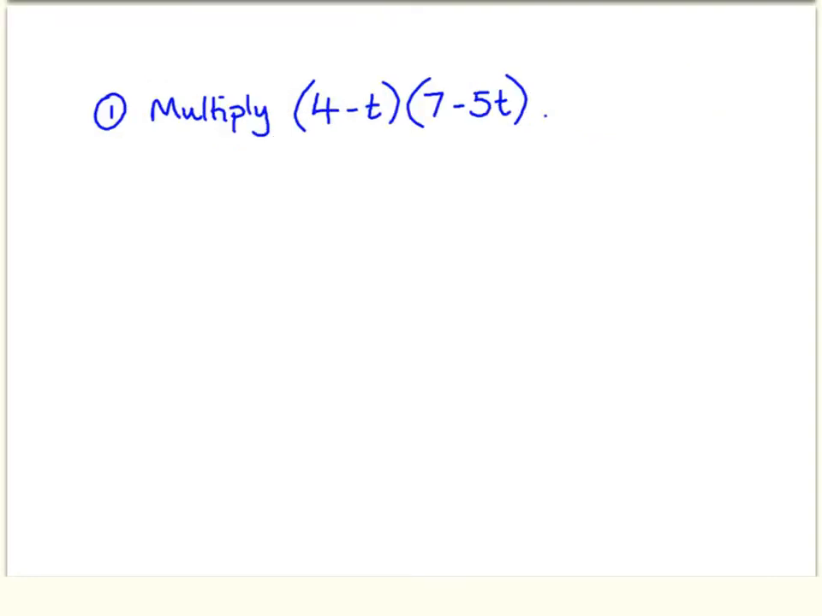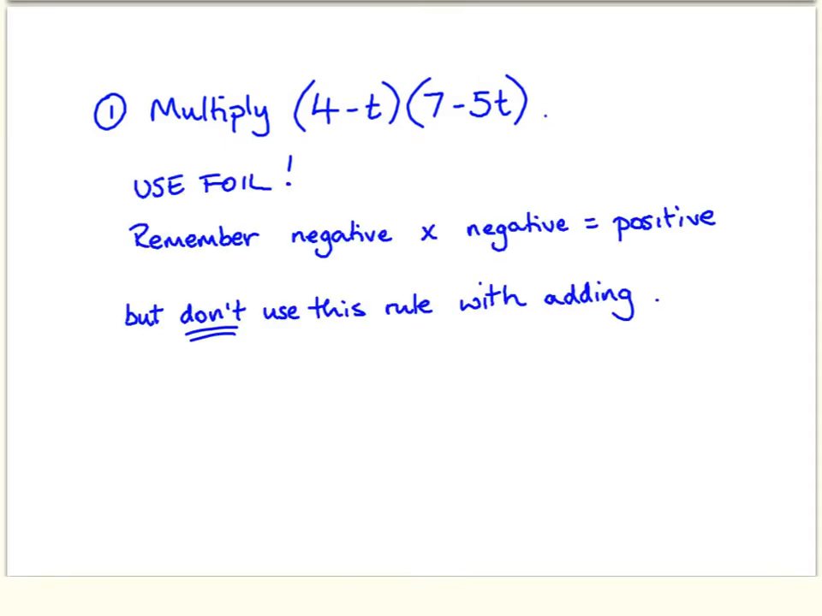Now, first one. You should be able to do FOIL. So if you're using FOIL like this, now the main thing is, remember negative times a negative is positive, so that minus t times minus 5t goes to plus 5t squared. So that's the answer. 4 times 7 is 28.